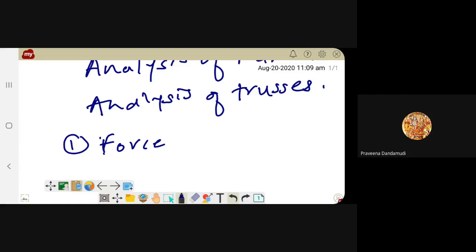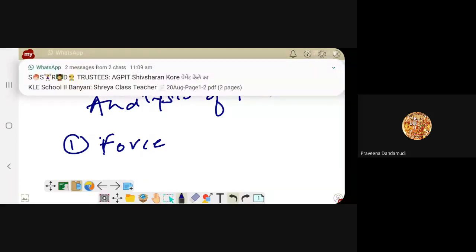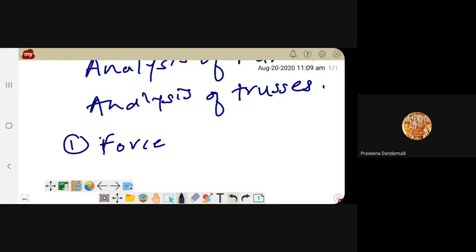Okay. See, flexibility matrix method. Make a first point in the introduction part. You just take down: the flexibility matrix method is one of the force methods.